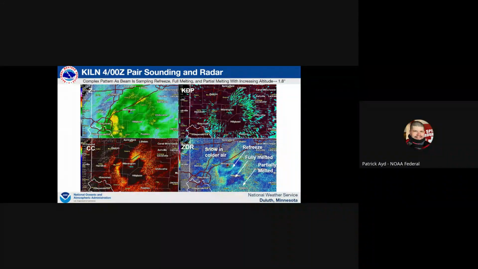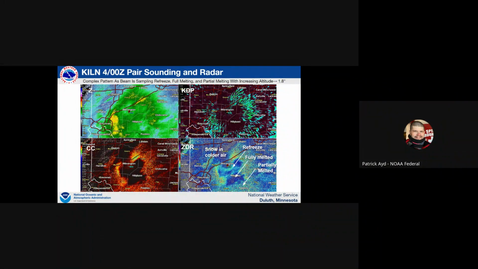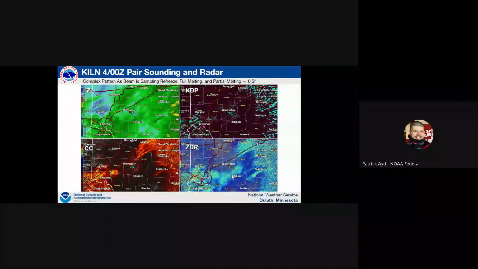Joey Pica out of SBC has a great video that talks about this. You get these complex patterns as your beam is moving through a completely frozen snow setup, then a refreeze, then fully melted, then partially melted. You get these crazy patterns. And very similar, as we see here down at the 0.5, we definitely see our refreeze signature between Wilmington and Hillsborough, encapsulated by the larger melting layer as well.